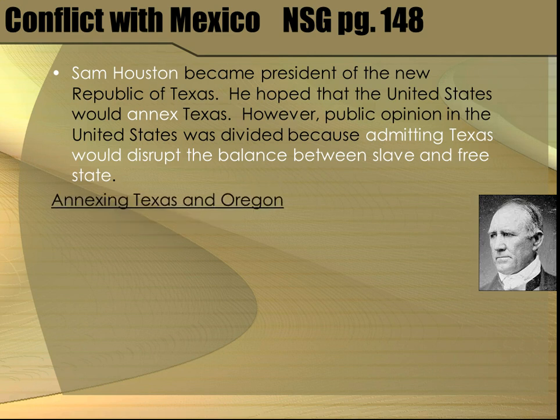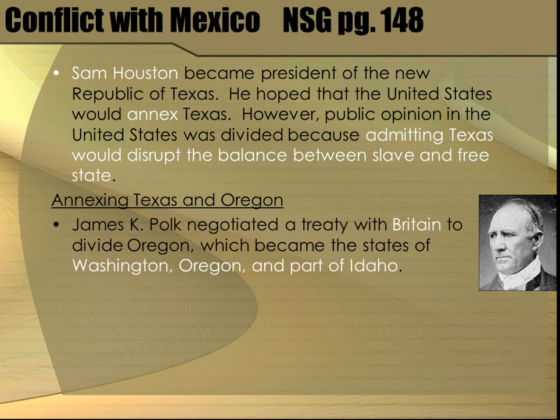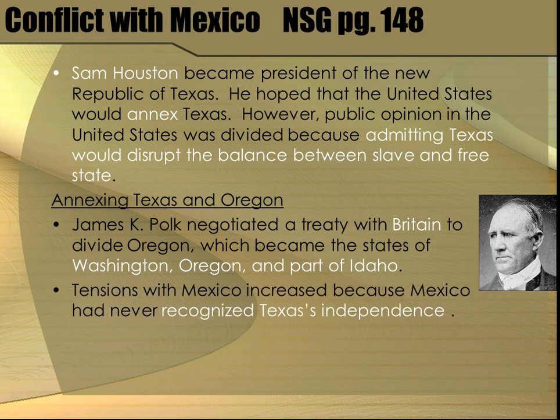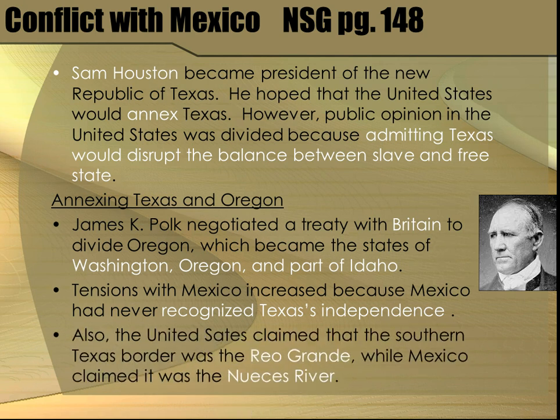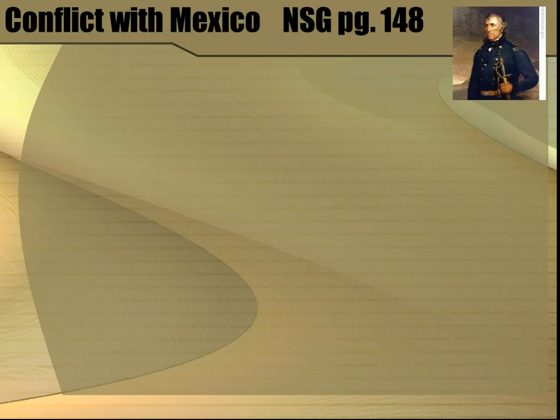Eventually, the United States did annex Texas and also Oregon. First, James K. Polk negotiated the treaty with Britain to divide Oregon, which became the state of Washington, Oregon, and part of Idaho. And the second is the tension with Mexico increased because Mexico never recognized Texas independence in the first place. And so eventually the United States claimed the southern Texas border was the Rio Grande, while Mexico claimed it was the Nueces River further north. So in between those two rivers is disputed land. This eventually leads to the Mexican-American War.